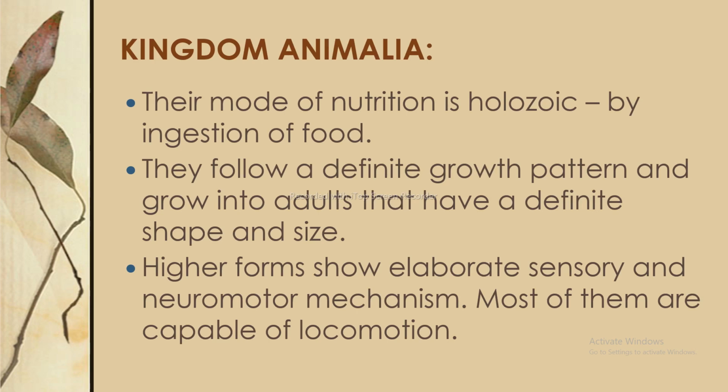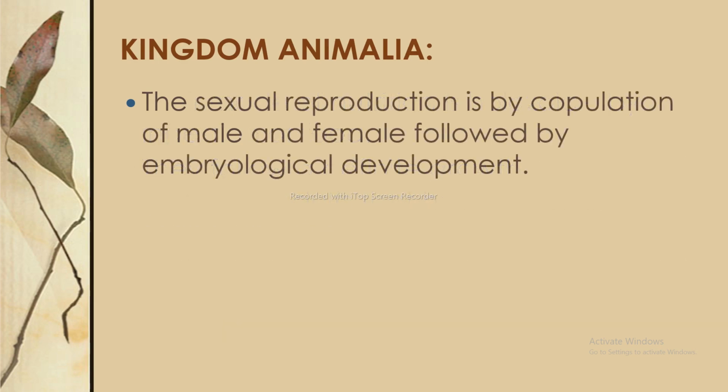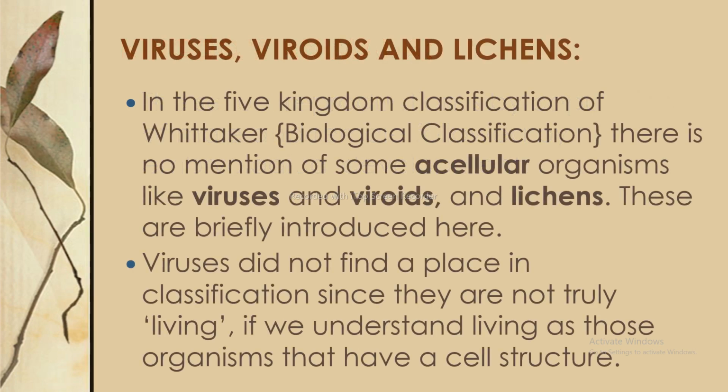Higher forms show elaborate sensory and neuromotor mechanisms. Most of them are capable of locomotion. Sexual reproduction is by the copulation of male and female, followed by embryological development. So next I am going to discuss viruses, viroids, and lichens.